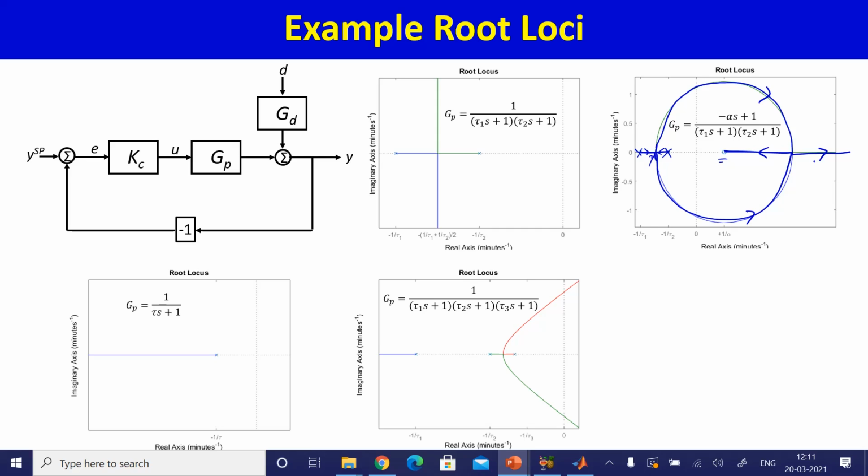But if you have a right half plane 0, then one will have to think it through and derive the angle condition, and then do what follows from that angle condition. So in this example, the angle condition is angle of G for a candidate S must be 0, 360 degrees, 0, 2 pi, 4 pi, 6 pi, 8 pi, plus minus even multiple of pi. Okay, and therefore the root locus turns out to be like this.